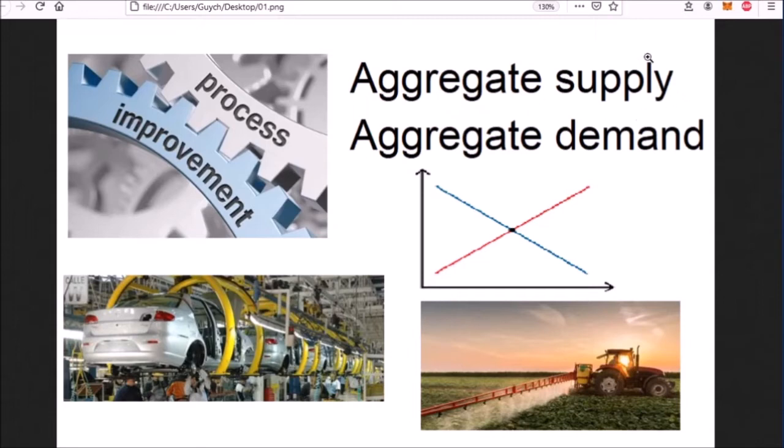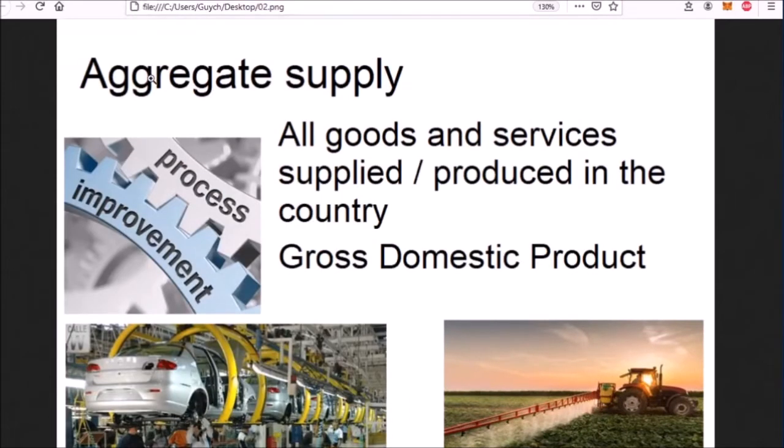Instead of looking at the supply of, say, pizza or supply of chocolate, supply of ice cream in the town, just think of aggregate supply as a supply of all the products produced in a given country. Same for aggregate demand. Think of it as the total demand for all the products in the given country. So let's jump into the details, and we're going to start with aggregate supply.